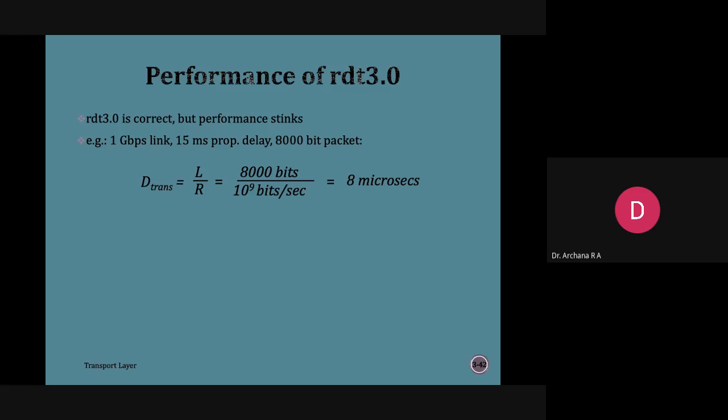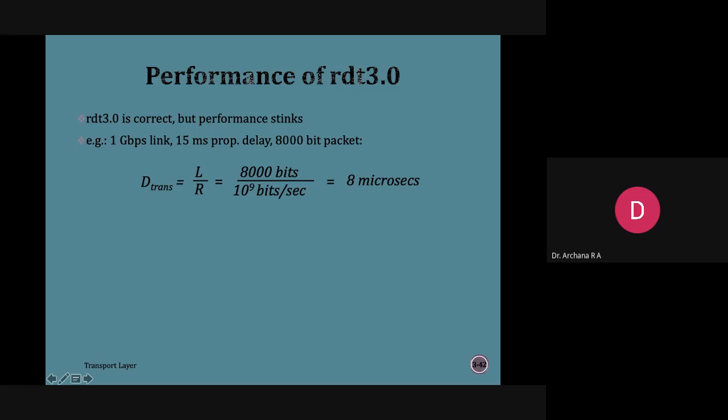Okay, so that is the D transmission. It is nothing but the time needed to transmit the packet into the 1 Gbps link. D transmission means the transmission time, and it is given by L by R. What is this L? L is nothing but the packet size. So the packet size is 1000 bytes. If you convert the bytes into bits, you are going to get 8000 bits.